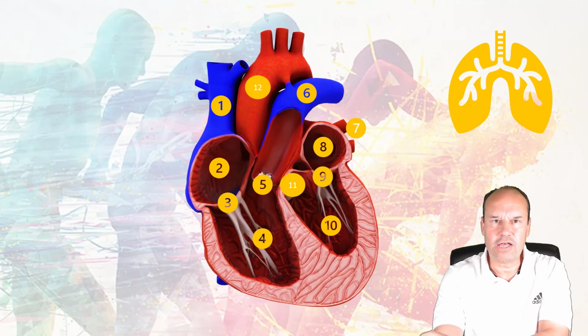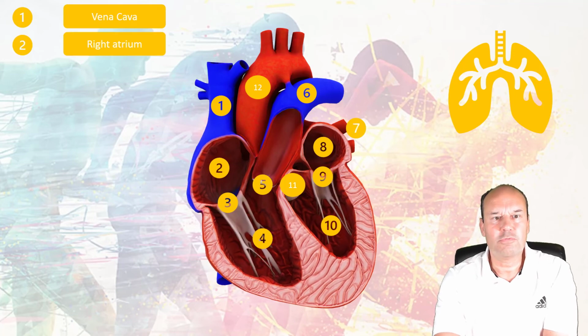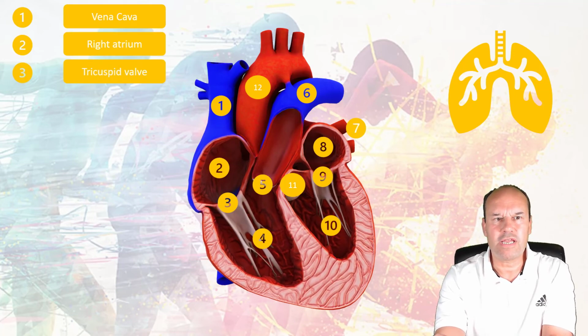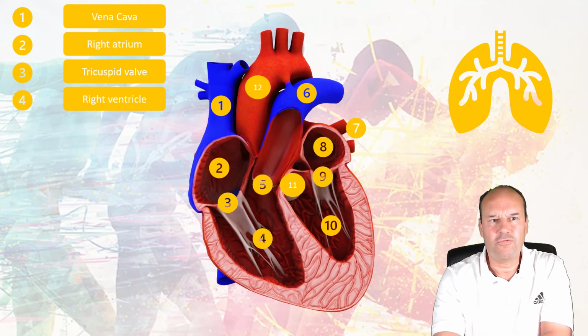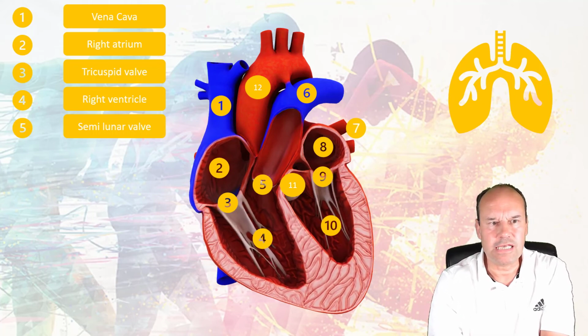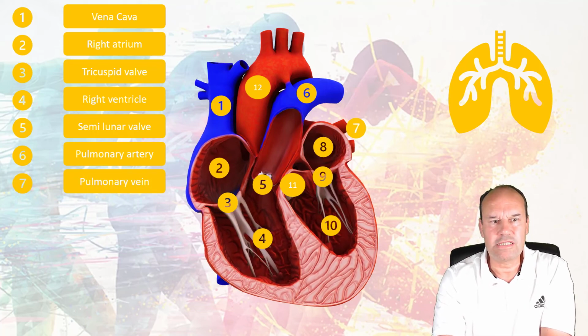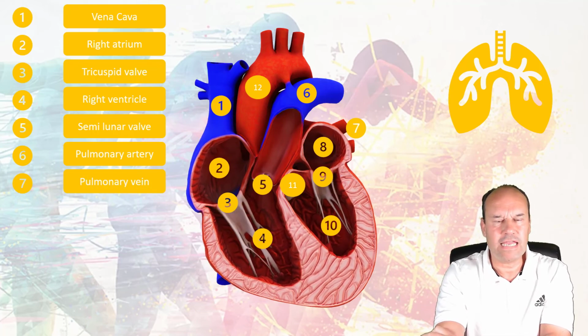Okay, and just to check through, just to help you then, number one, vena cava. Number two, the right atrium. Number three is a tricuspid valve. Number four is the right ventricle. Number five is the semilunar valve. Number six, pulmonary artery. Number seven, the pulmonary vein.